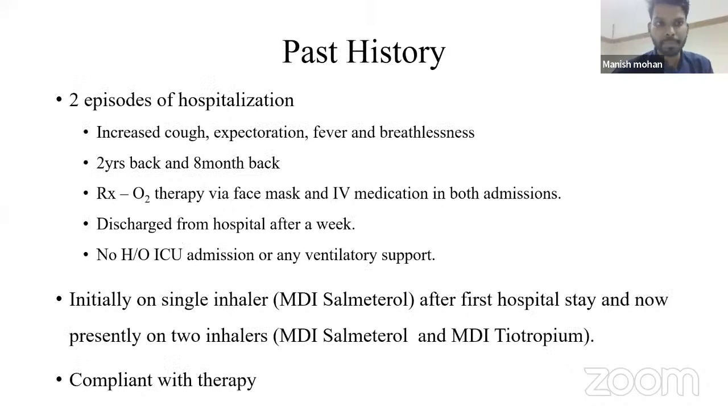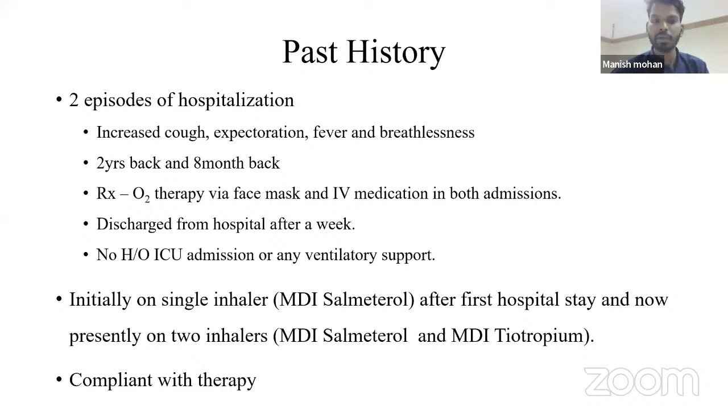Coming to the past history, there were 2 episodes of hospitalization for increased cough and expectoration, fever and breathlessness, one 2 years back and the last episode 8 months back. He was treated with oxygen therapy via face mask and IV medications in both admissions, and was discharged after 1 week. There was no history of ICU admission or ventilatory support.